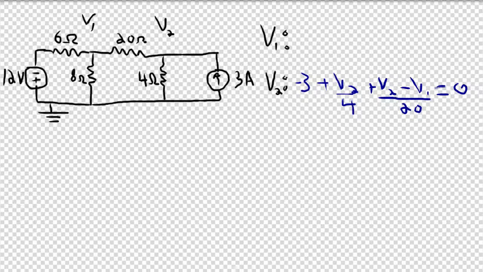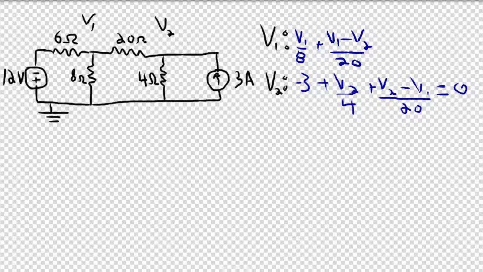Now V1, very similar. We'll have V1 over 8 plus. Now in this case, remember that we're assuming that all currents are exiting the nodes for both nodes. So when we were doing the V2 equation, we thought the current was going this way. But now that we're doing V1, we're assuming the current is going this way. Doesn't actually matter. It'll figure itself out. So in this case, we go V1 minus V2 over 20.